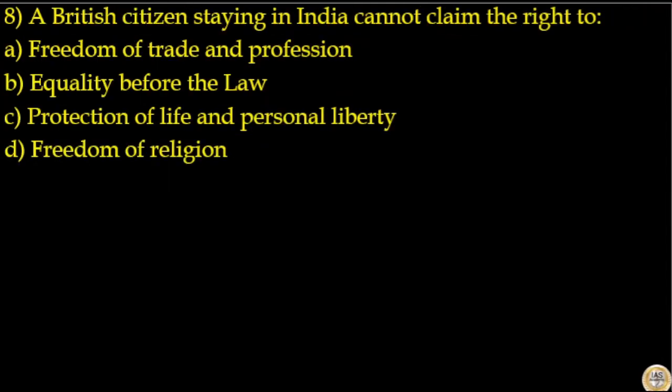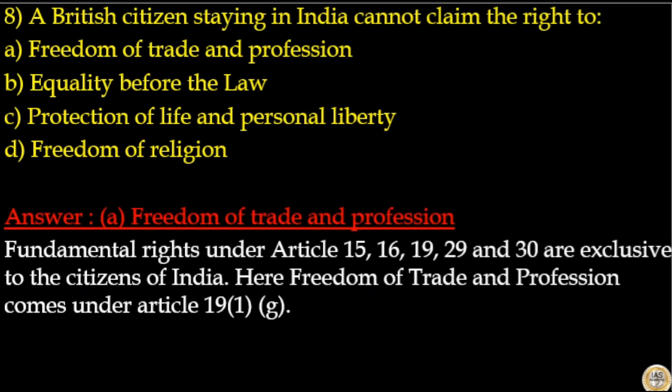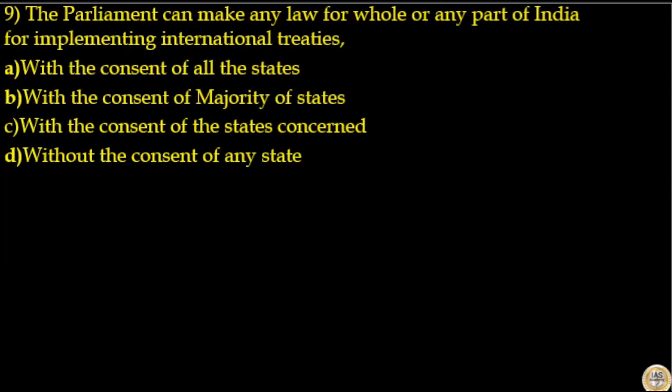A British citizen staying in India cannot claim the right to. Options are freedom of trade and profession, equality before the law, protection of life and personal liberty, freedom of religion. The answer to this question is option A, freedom of trade and profession. Fundamental rights under Article 15, 16, 19, 29 and 30 are exclusive to the citizens of India. Here, freedom of trade and profession comes under Article 19, Clause 1, Subclause G. So, our answer to this question is option A.